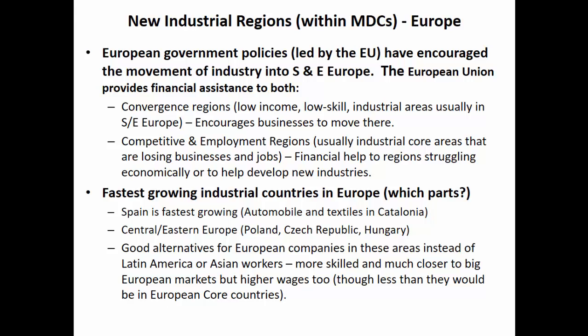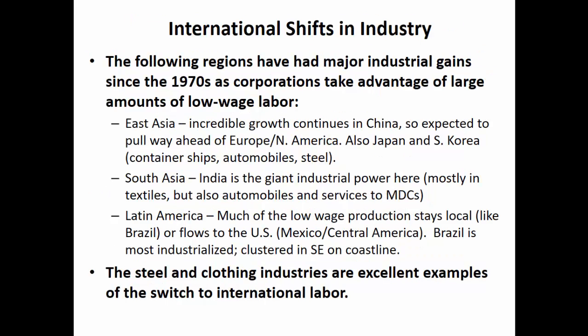International shifts. The following regions have had major industrial gains since the 70s as corporations take advantage of large amounts of low-wage labor. Well, we know East Asia. They've had the most incredible growth. It starts in China. In fact, China is expected to pull ahead of Europe and North America in terms of industrial production. It also includes Japan and South Korea.